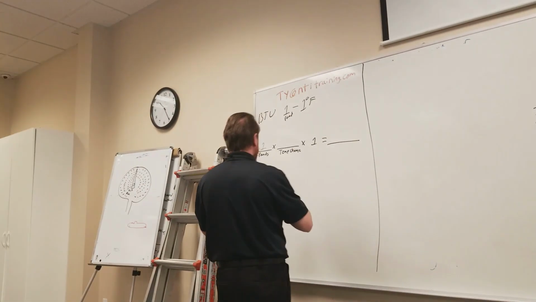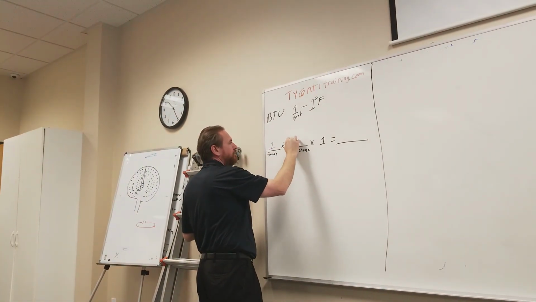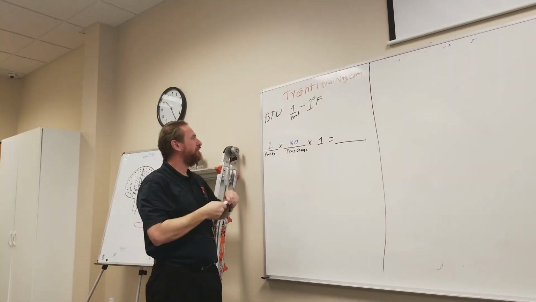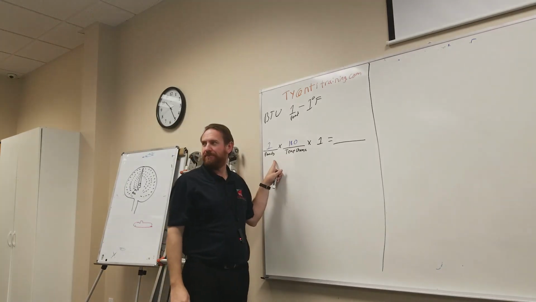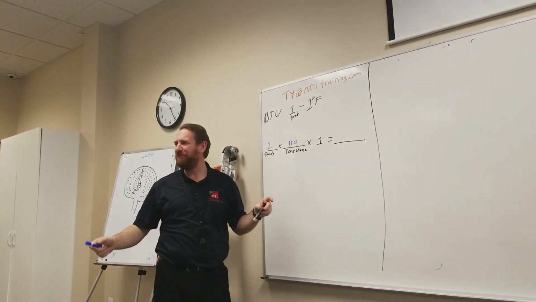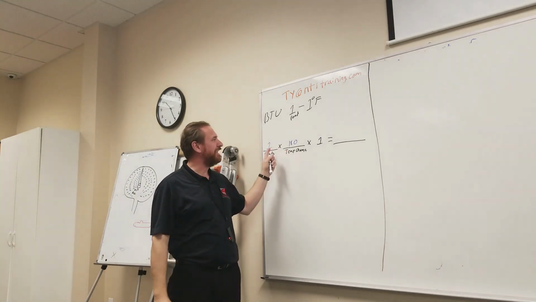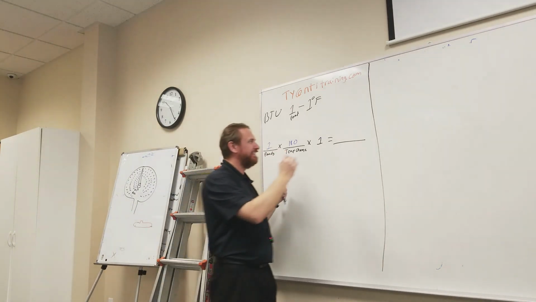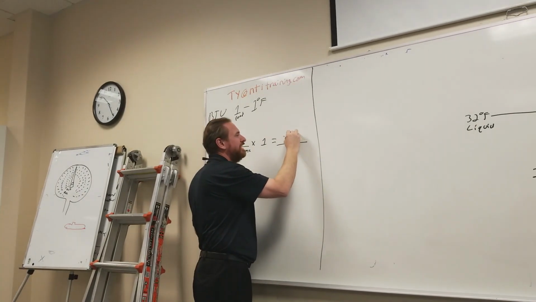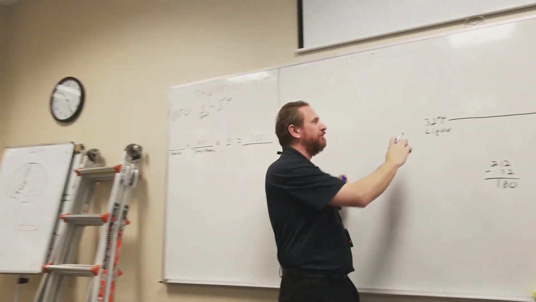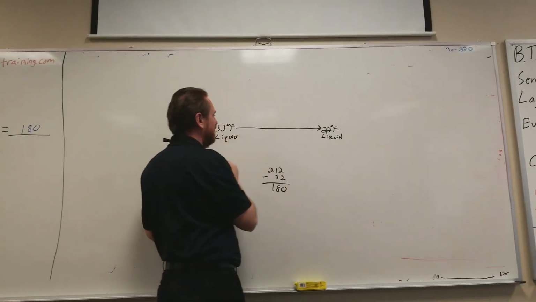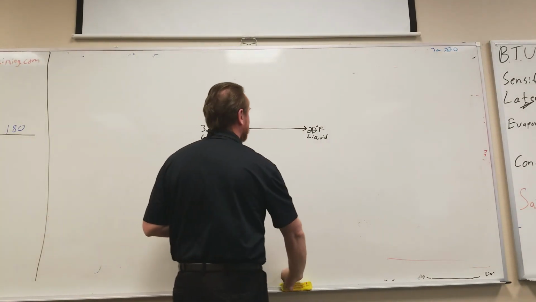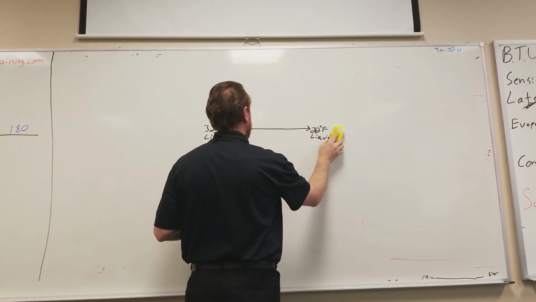So here I'm going to put temperature change, 180. So what's 180 times 1? Good! Your math's improving. 180 times 1 is 180. So it's going to take us 180 BTUs to go from 32 Fahrenheit liquid to, sorry, to 212 degrees Fahrenheit liquid.